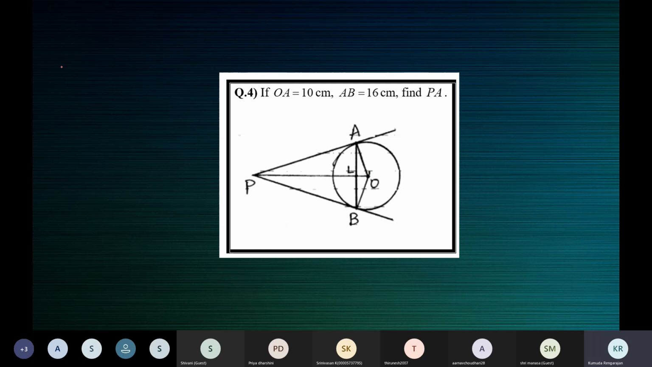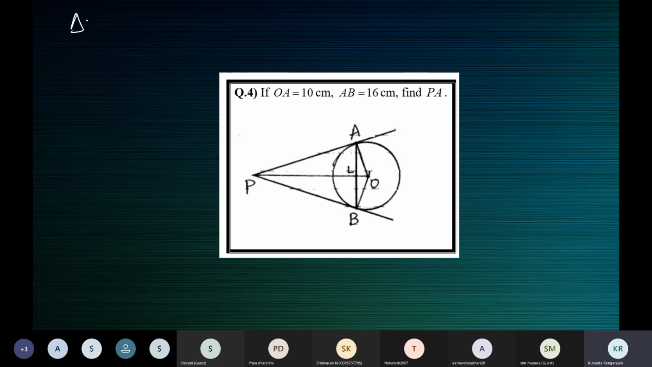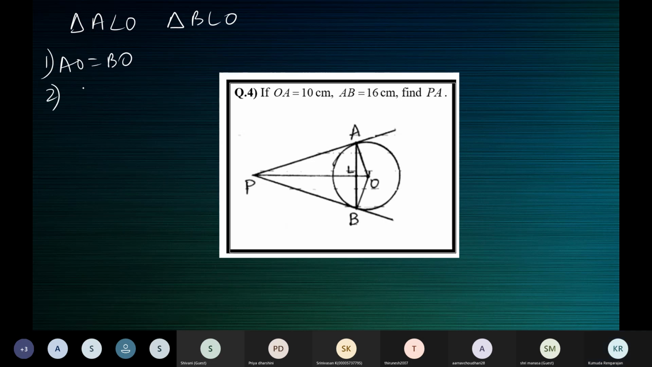So now tell me, when we take up triangle ALO and triangle BLO, what are the equalities we have? AO is equal to BO. AO equals OB, ma'am. One minute, Tirunesh, AL is equal to BL, is it? And AO is equal to BO. Oh, you said AO is equal to BO. Okay, AO is equal to BO. Yes, Priyadarshini? OL equals OL, ma'am. Common side. Okay, OL is equal to OL.